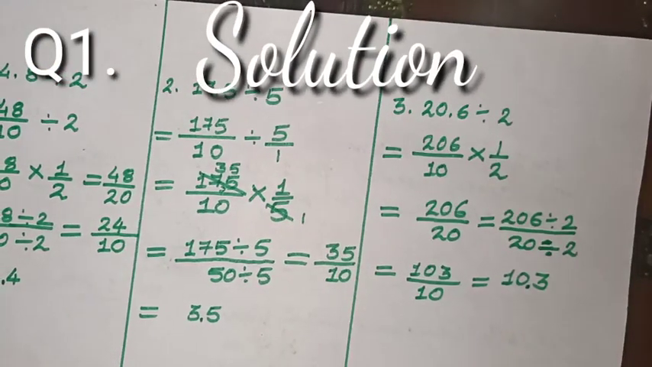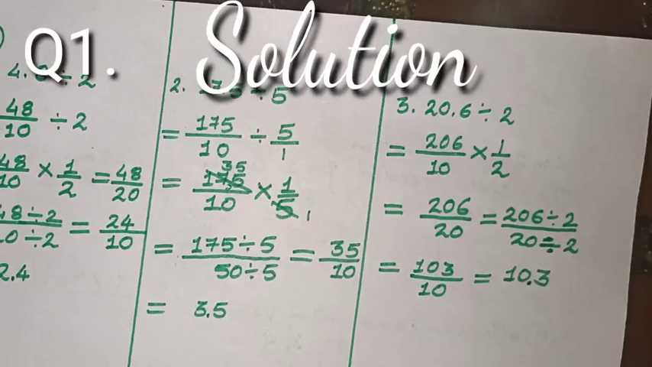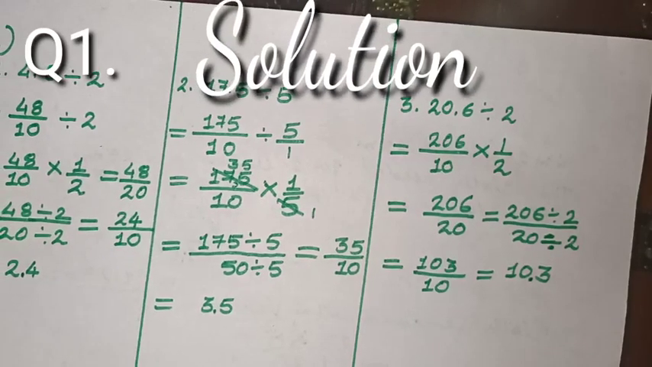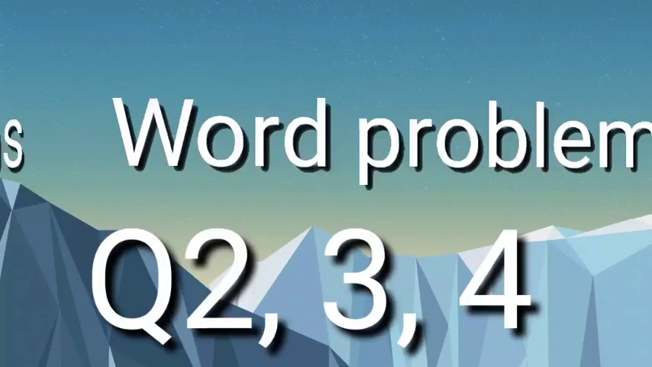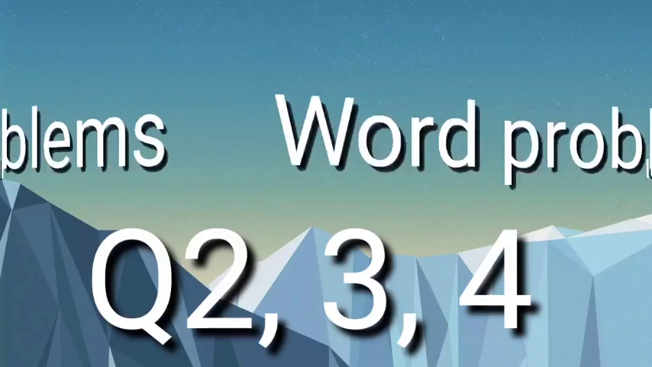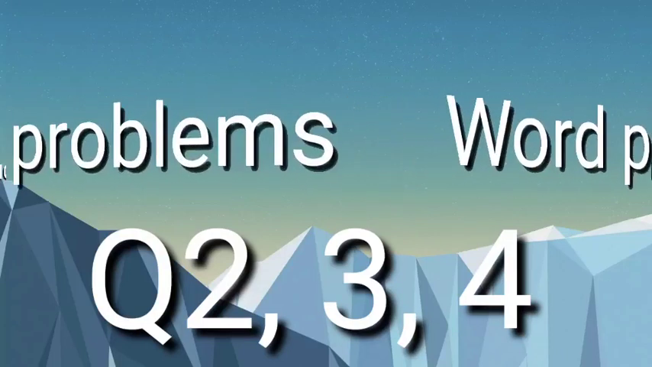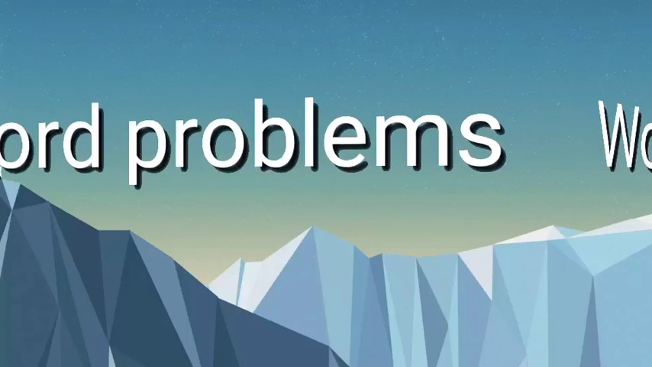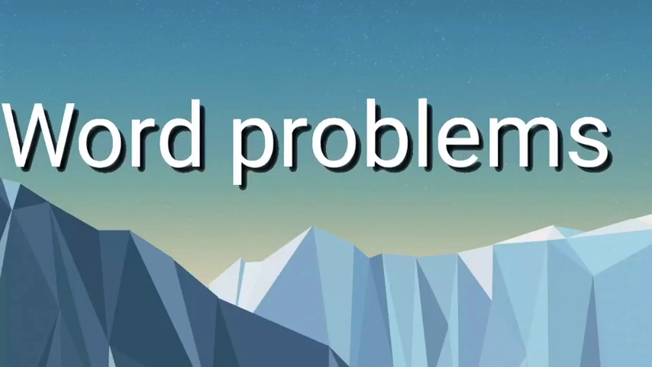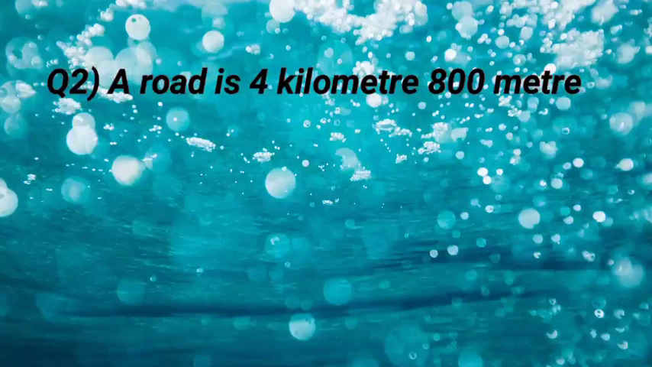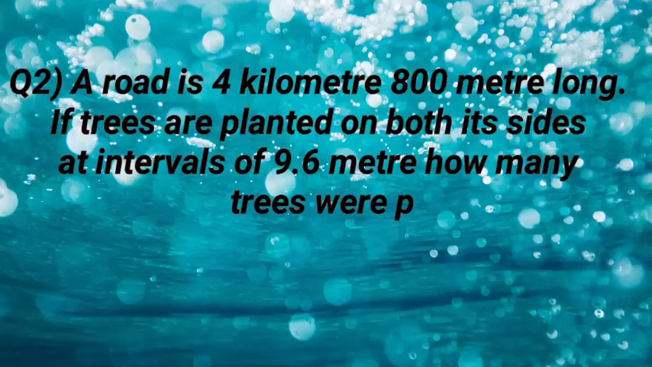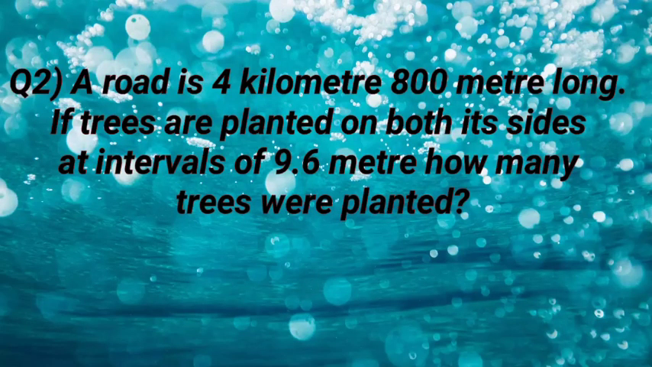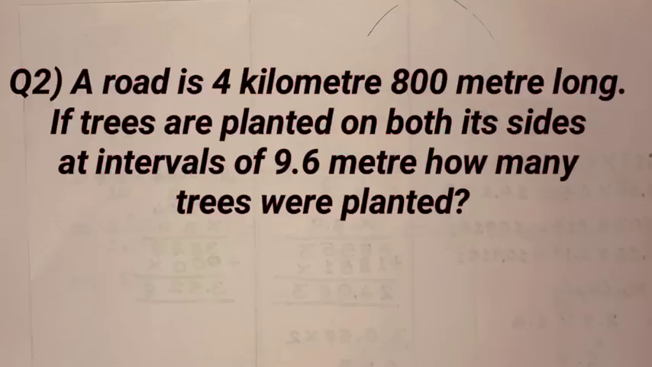So the next questions are word problems. Question number 2, 3 and 4. Let us see. A road is 4 km 800 meter long. If trees are planted on both its sides at intervals of 9.6 meter, how many trees were planted?